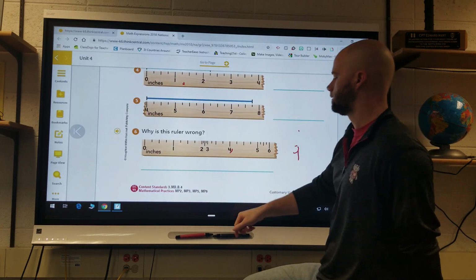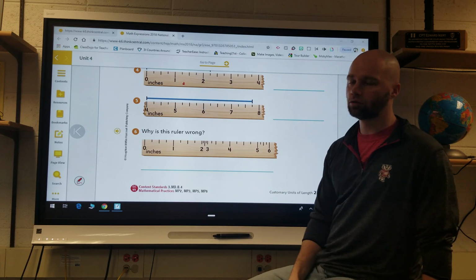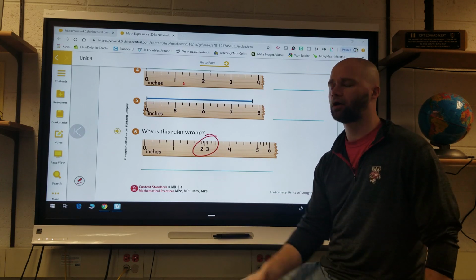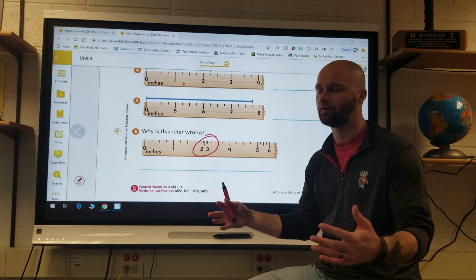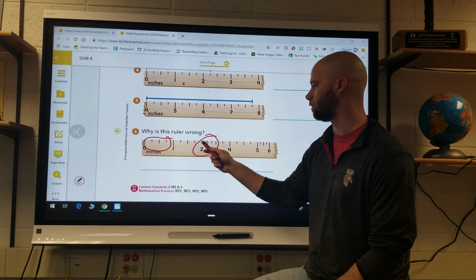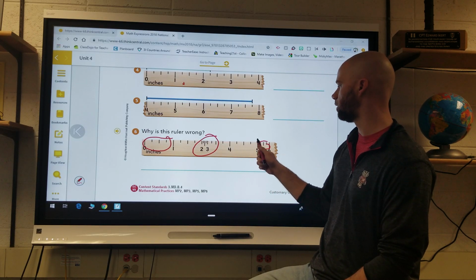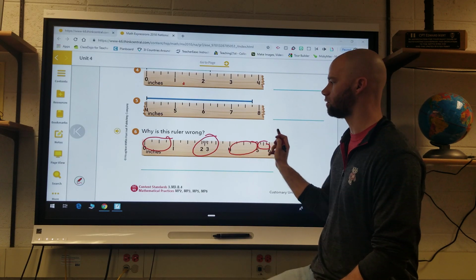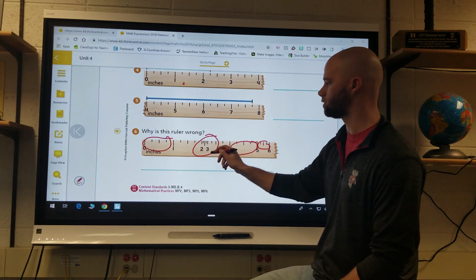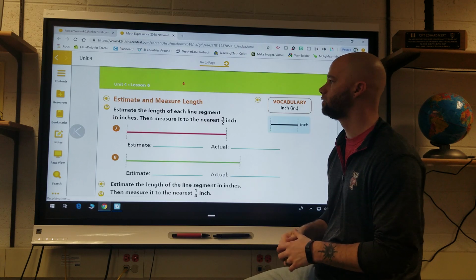All right, on to 6. Why is this ruler wrong? So if you look at this ruler carefully, this is the big part right here. They are not equally divided. Okay, so here is 1 inch, and then this right here is like an inch. So, and then here is an inch compared to here is an inch. All right, so it is not divided equally. So that is why that ruler is wrong. Okay. All right, on to the next page.